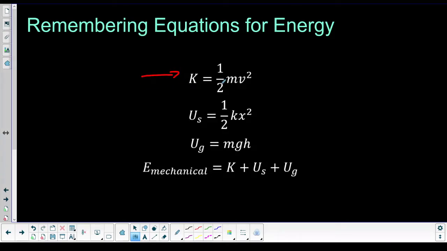Kinetic energy is 1/2 the mass times the velocity of said mass squared. Usually students forget about these squares right here. Don't be one of those students.